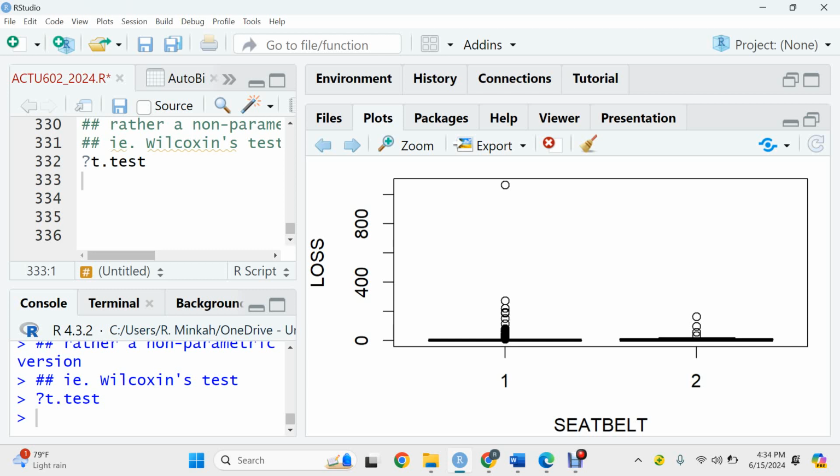So if they are the same, you can now say that var.equal is true. If it is true, it will take that one. If it is not true, it will go with this one, the separate one. You need to check that one first.